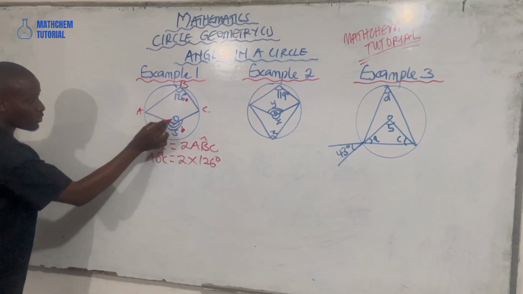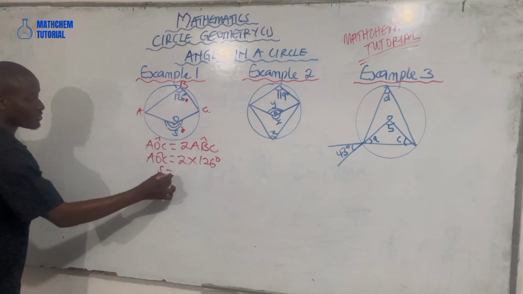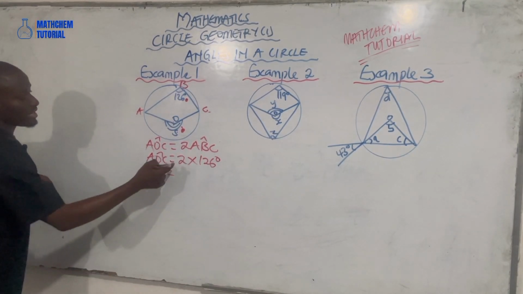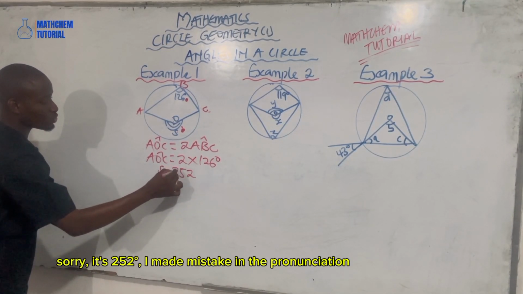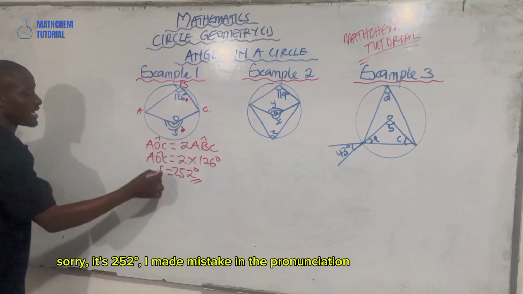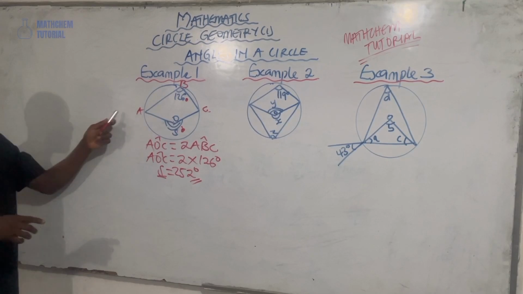Remember that AOC is represented as letter S. So I can say S equals 2 times 126. And 2 times 126, that's what? 2 times 6 is 12, 2 times 2 is 4 plus 1 is 5, and we have 2 here, that is 252. So the angle we are going to have here for this S is 252 degrees. That is what this theorem is talking about.